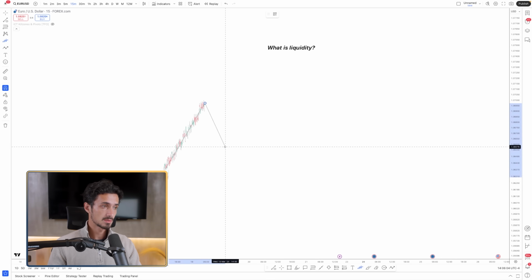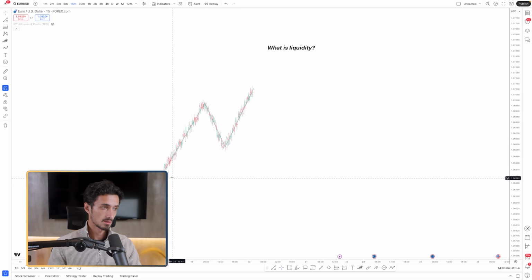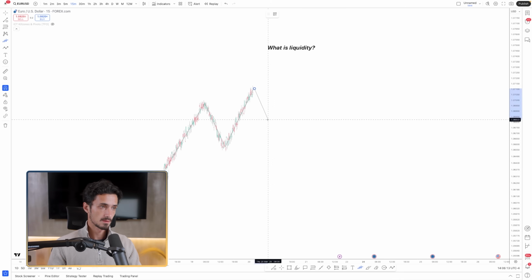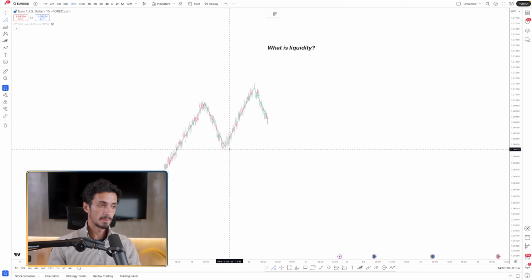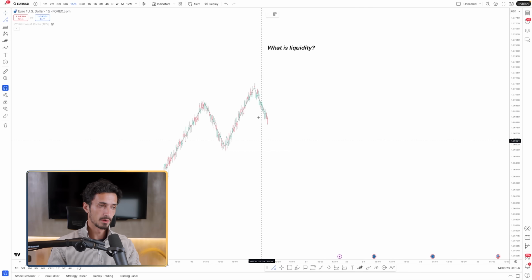At any time you see an area of price like this, where price is moving in this direction. Let's say price has a little bit of a pullback like this. The most common areas of liquidity at this moment in time are below this low and above this high.